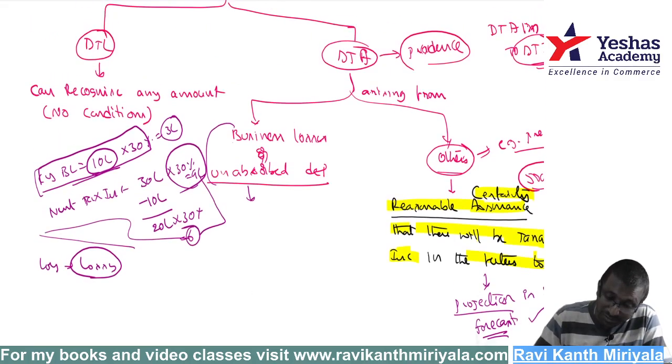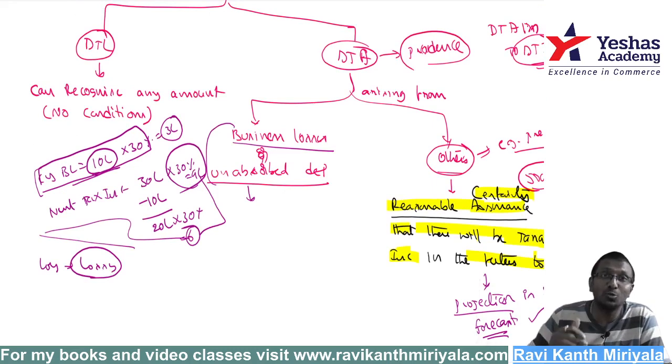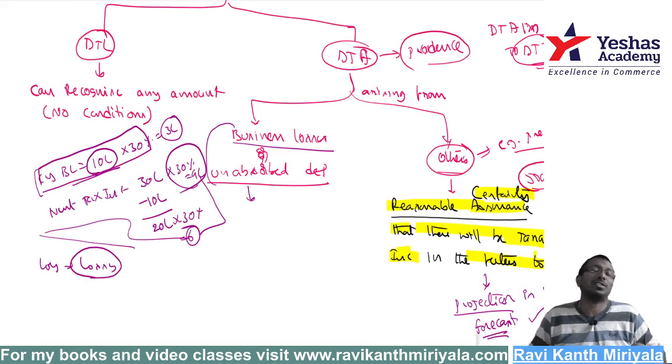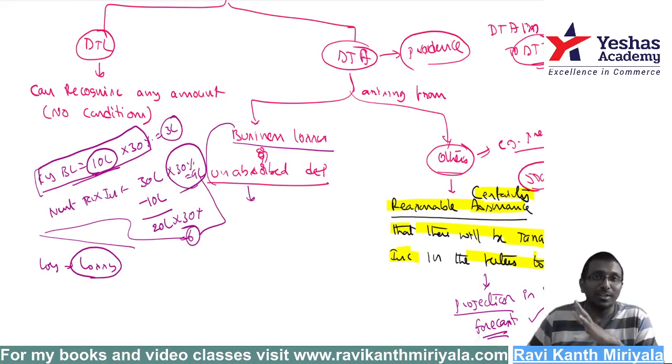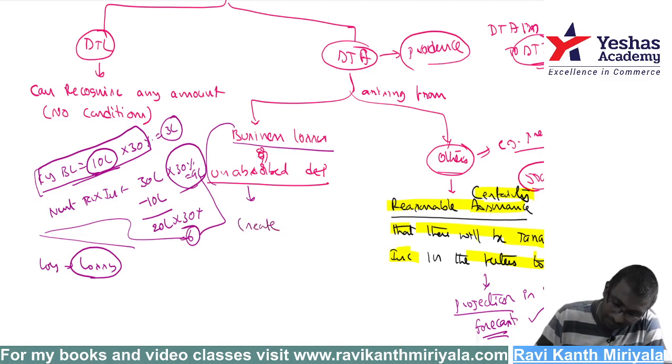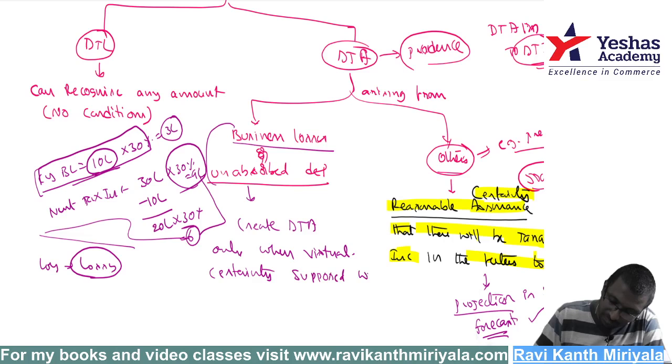Correct. Now with respect to business loss, you have got a business loss. You couldn't absorb the depreciation. That means you do not have that much income to absorb your depreciation itself. Then what do we say? We say very simply, correct, now you can create only when there is proof. That is what they say. Create deferred tax asset only when there is virtual certainty supported with convincing evidence.